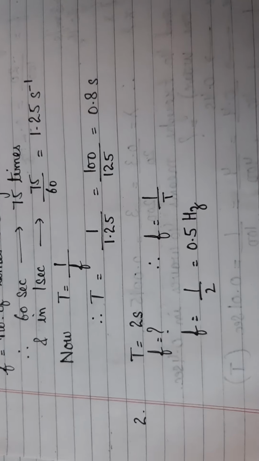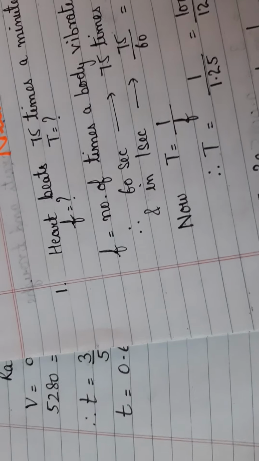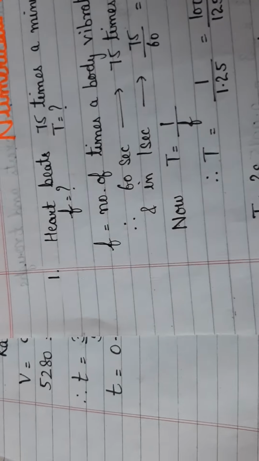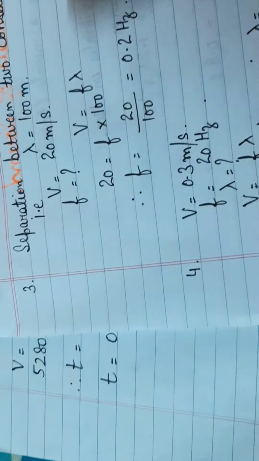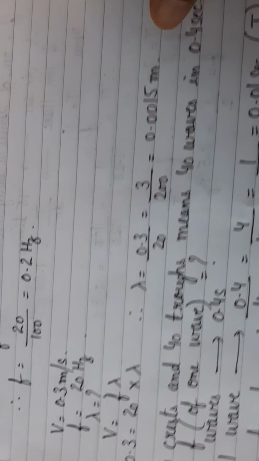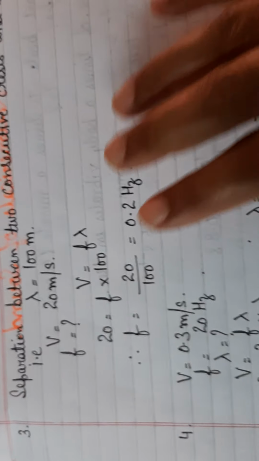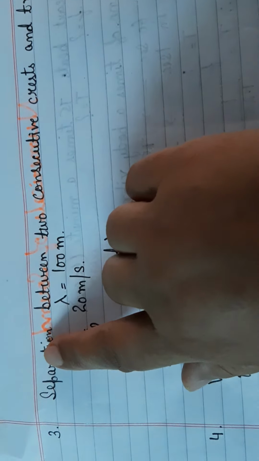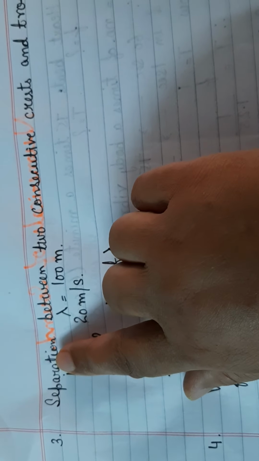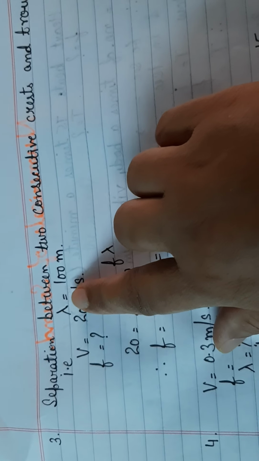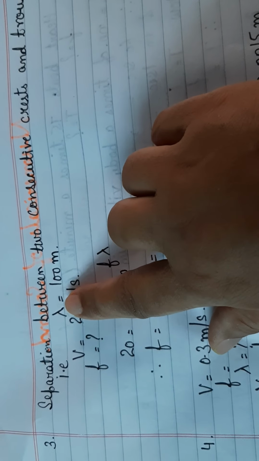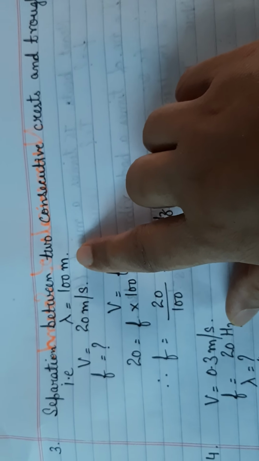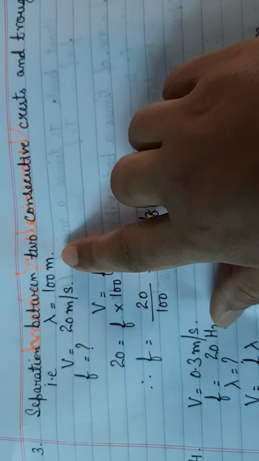Now we move on to numerical number 3. I'll read out the numerical for you. The separation between two consecutive crests in a transverse wave. Now, the separation between two consecutive crests. What is the meaning of the word separation here? Separation means the distance. That means the wavelength. So the wavelength is denoted by lambda, I told you. So that is 100 meters. That is given to you in the question.